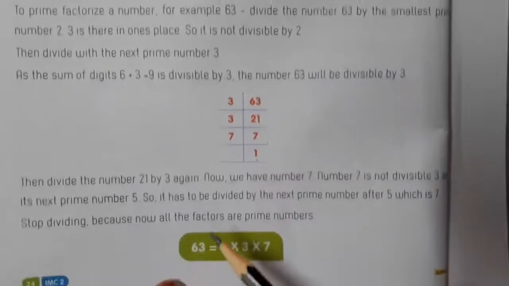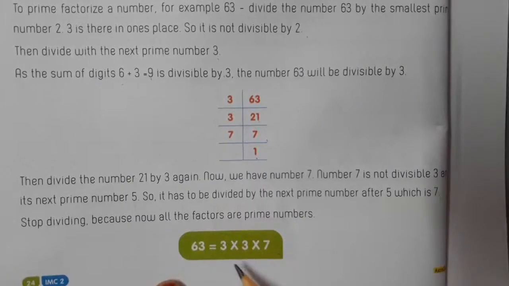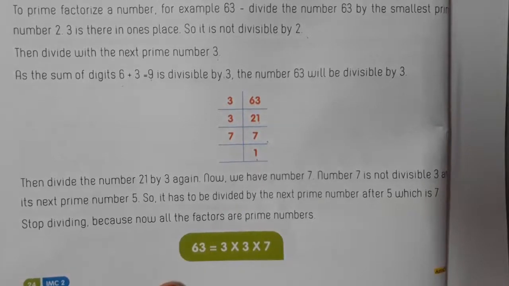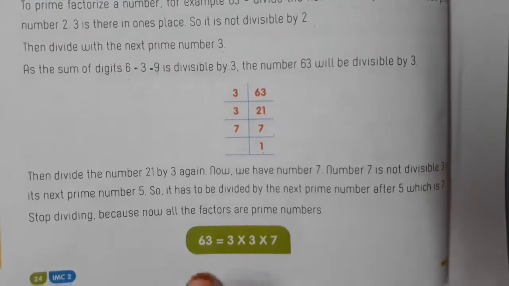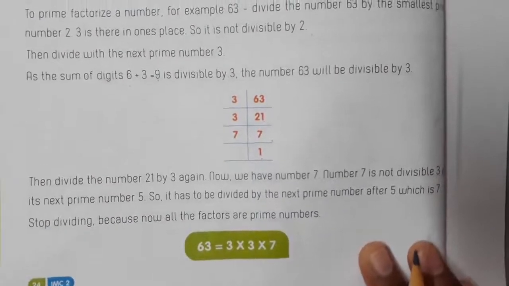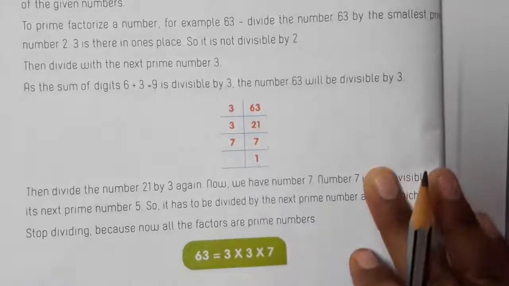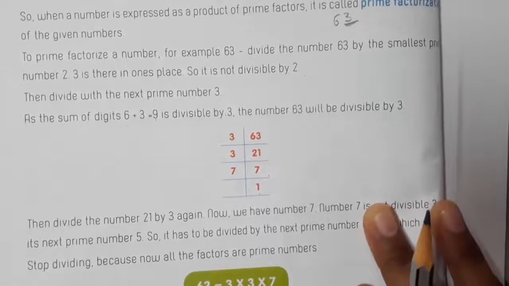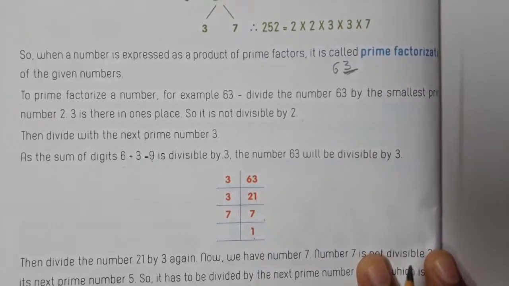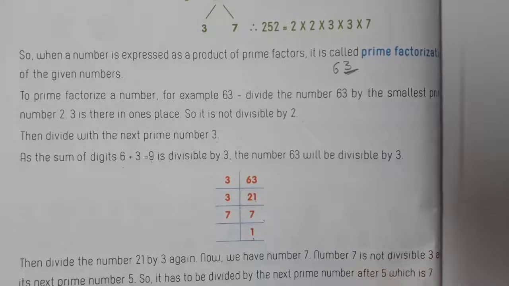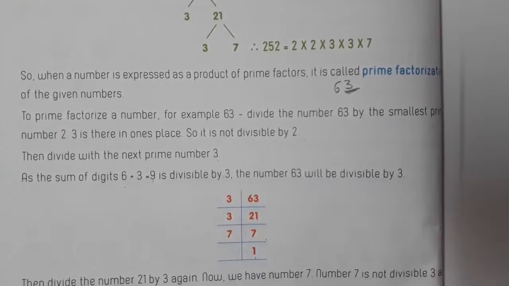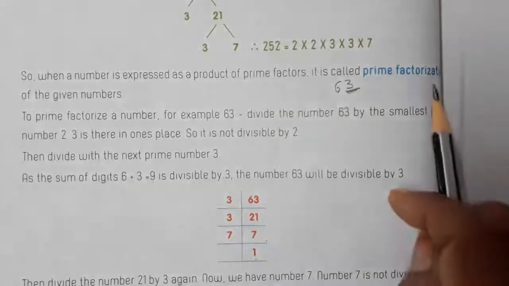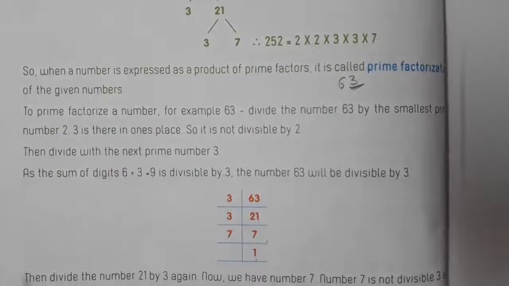So what are the prime factors of 63 here? 3, 3, 7. 3 threes are 9, 9 sevens are 63. Okay children, this is about factor tree. Factor tree means prime factorization. In a factor tree we can write the number as prime factors. A number expressed as a product of prime factors is called prime factorization of the given number.